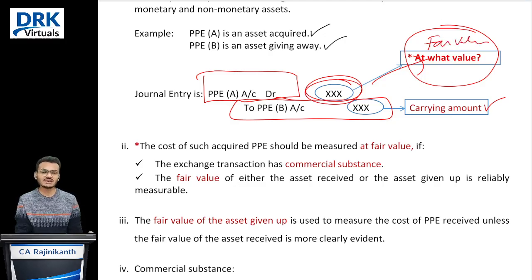Fair value of which asset? Fair value of the asset acquired or the fair value of the asset that we are giving up. The standard is saying that the fair value of the asset that we are giving up is the first preference. Fair value of the asset that we are acquiring is the second preference. Here one clarification. If the fair value of the asset that we are acquiring is more clearly evident than the fair value of the asset that we are giving up, in that case, we can recognize the asset that we are acquiring at its own fair value only. So that is what the standard is saying, right?